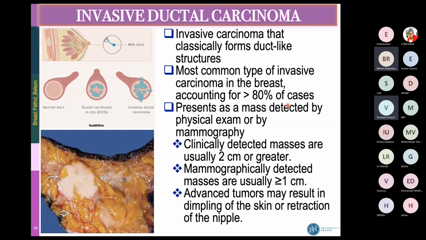So the mass is usually 2 centimeters or greater. Ni mu bihugu byateye imbere twebwe na santimetero 15 bazigezaho. So mammographically detected masses are usually more than 1 centimeter. So this means that clinically you can detect it if it is more than 2 centimeters, while on mammography you can detect it when it is 1 centimeter.